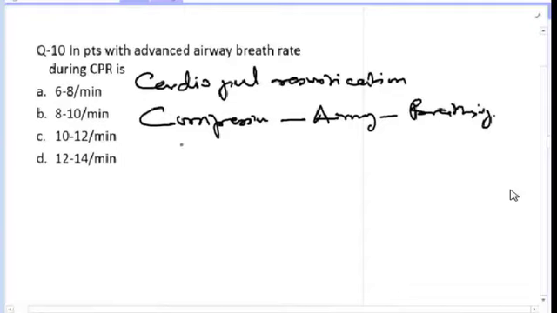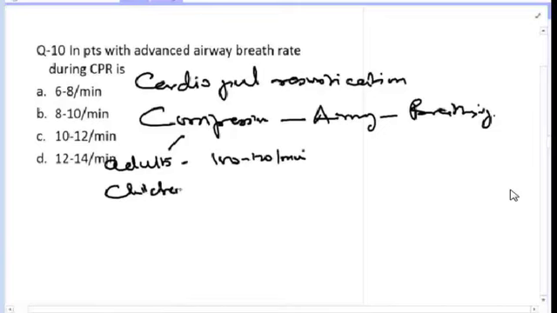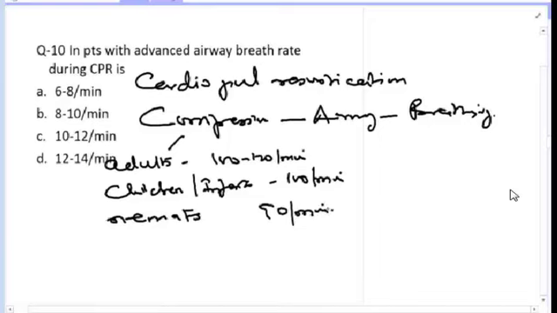Now, the compressions are given in adults at a rate of 100 to 120 per minute, in children and infants at a rate of 100 per minute, and in neonates at a rate of 90 per minute. Right?